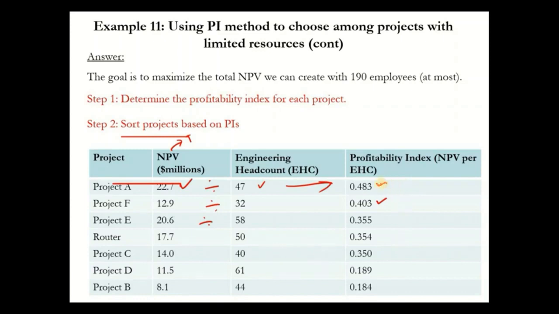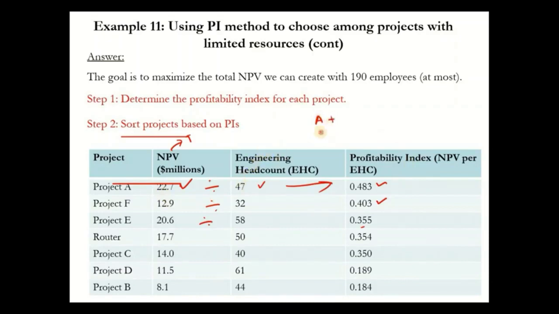Initially, 0.483 is the highest PI, for project A. Project F has the second highest and then project E has the third highest. So we will sort the profitability index here. After calculating the PI we will sort it out. Now we can choose. First of all we should choose project A in our portfolio.